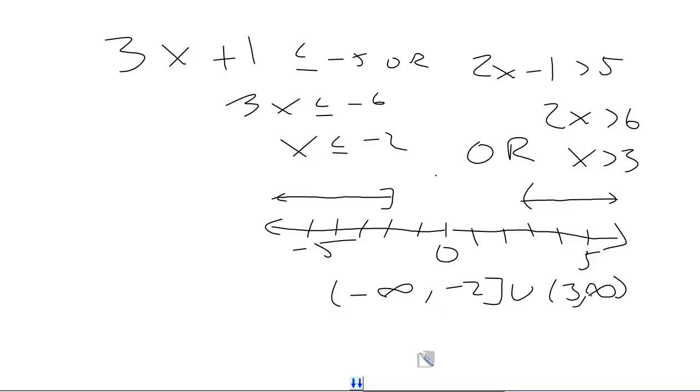The point is, all of these numbers will work in one interval or the other. They could potentially work in both, but they don't have to, right? Because that's the point. It's one interval or the other. This is an OR problem. This is an OR compound inequality.